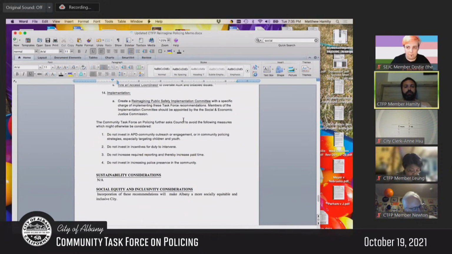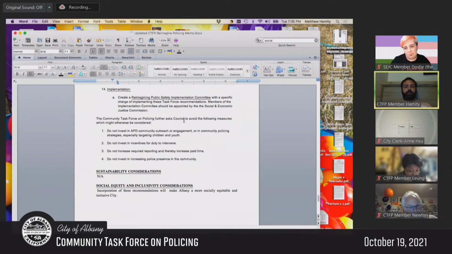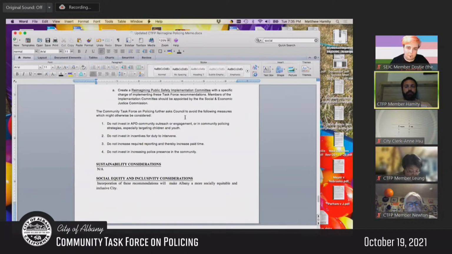And then finally, in case the council sees otherwise and wants to consider some alternatives, we specifically don't encourage any of the following: investing in APD community outreach or engagement, or other community policing strategies that target youth. We do not want to invest in incentives for duty to intervene. We do not want to increase required reporting and thereby increase paid time. And we do not want to invest in increasing police presence in the community.